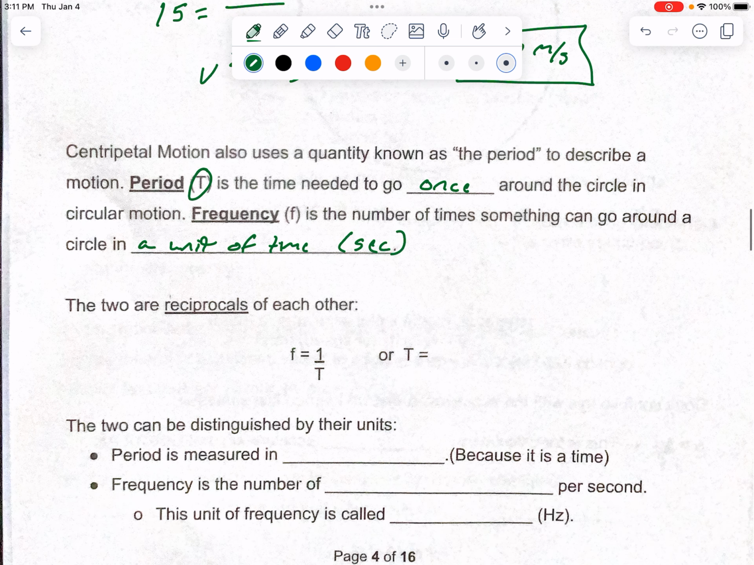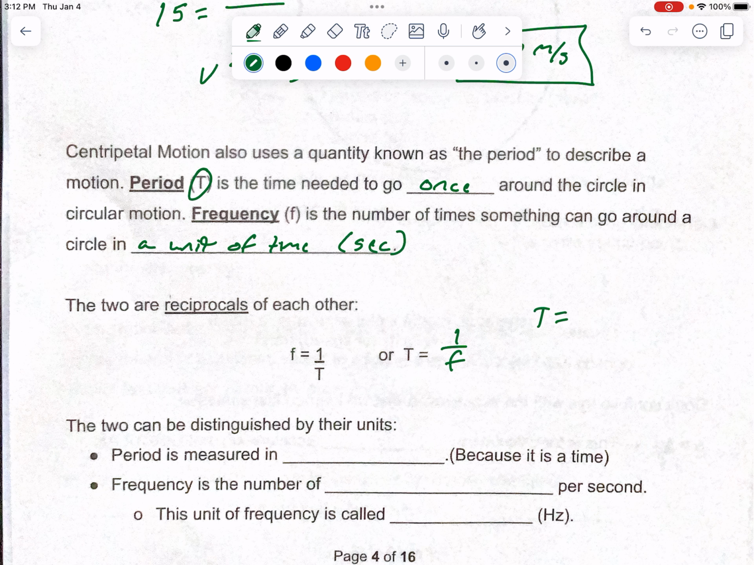Now, they are reciprocals of each other, which means they're inverse or opposite. So if frequency F equals 1 over period, or 1 over T, therefore T equals 1 over frequency. Now, there's a couple other ways that we can find period and frequency.